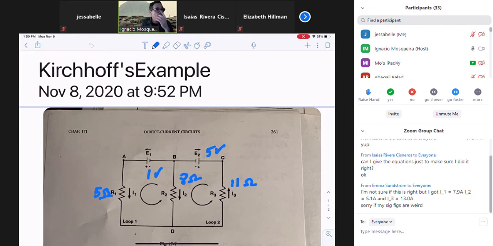Isaias, if you want to, go ahead. If you want to rather put the equations instead of the answers, go for it. Write whatever you want, and then we can see what happens. I'm trying to wait for other people to catch up, but you can write the equations if you prefer. Whatever you want to do is fine with me.